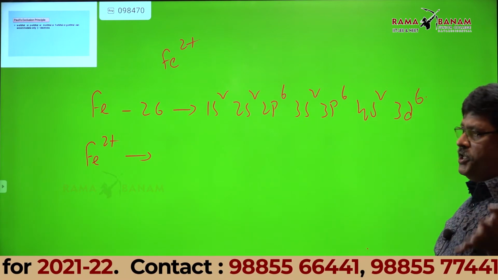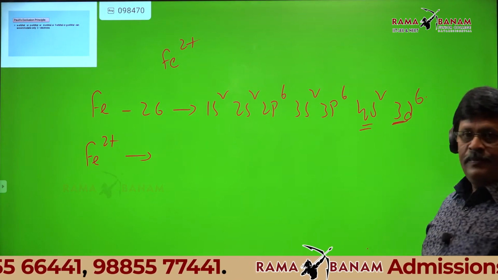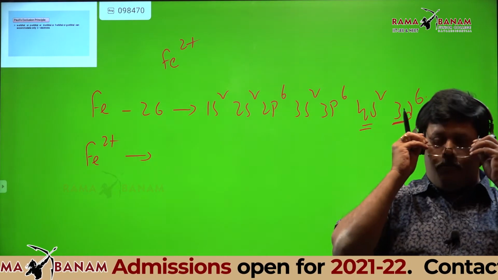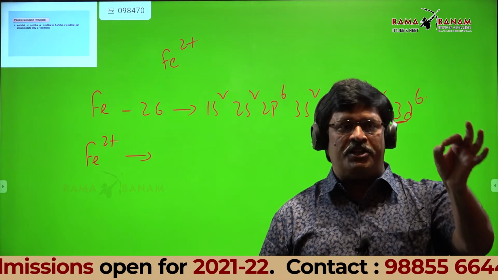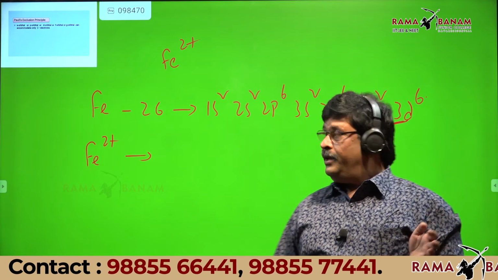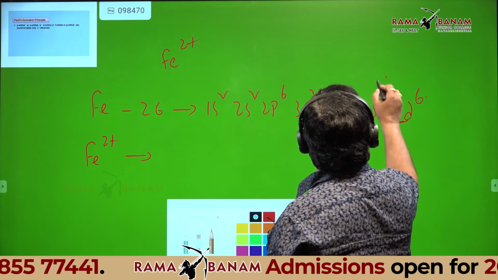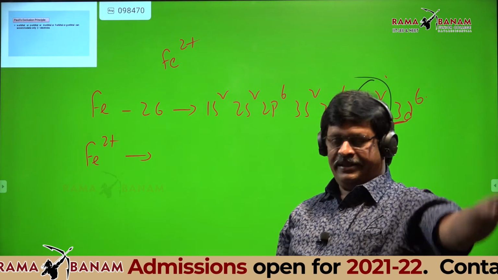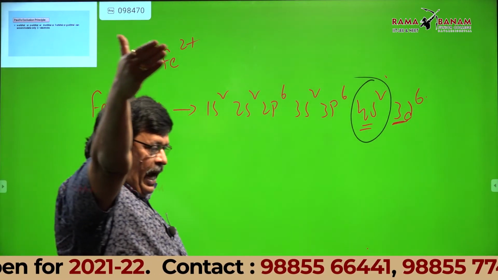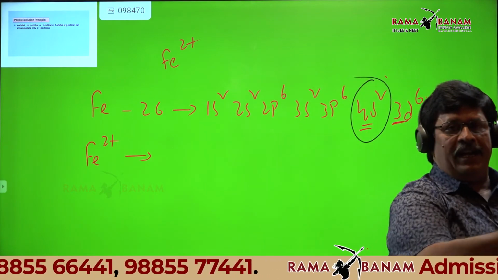Students, which is the outer shell? Third shell or fourth shell? Students, listen one more time. Which is outer shell? Third shell or fourth shell? Fourth. Then you have to remove electrons from 4s, not from 3d. Because the fourth shell is away from the nucleus. Atoms first lose electrons from the outer shell, not from the inner shells.